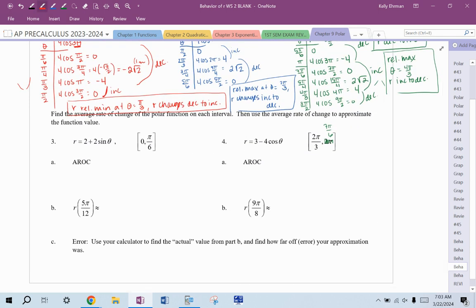Average rate of change. So find the average rate of change of the polar function on each interval. Then use the average rate of change to approximate the function value. So you want to get this formula in your head. Again, we use this a lot in calculus too.